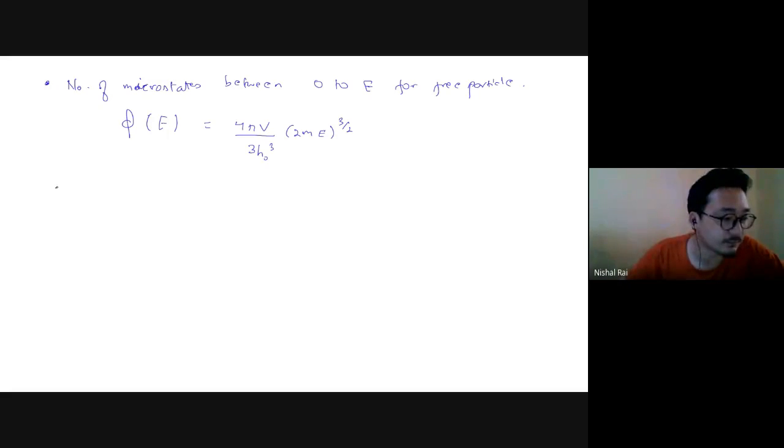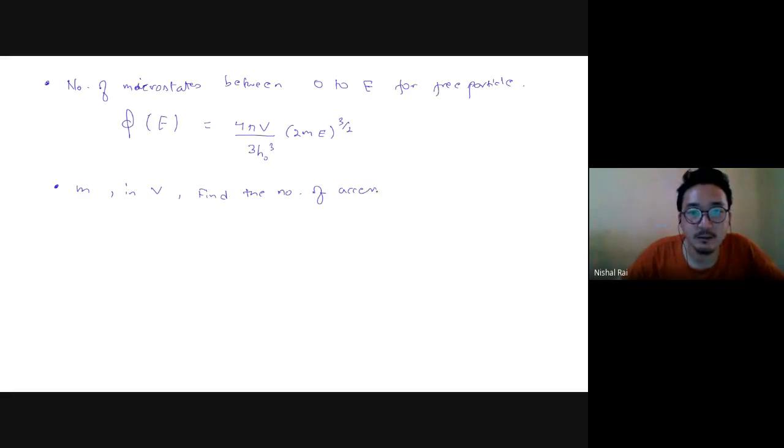Now today let's do one example. Let's consider a single particle of mass M in volume V. Clear? Now find the number of accessible microstates between E and E plus dE.